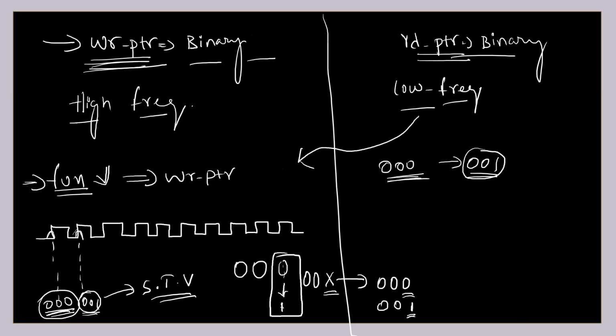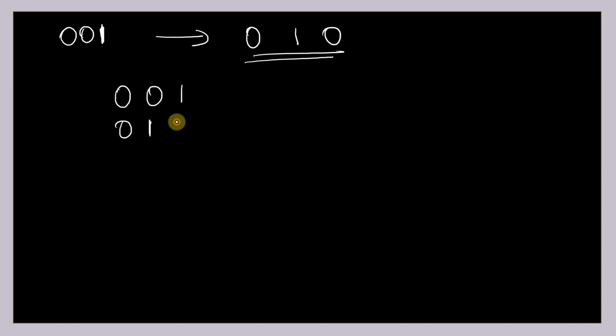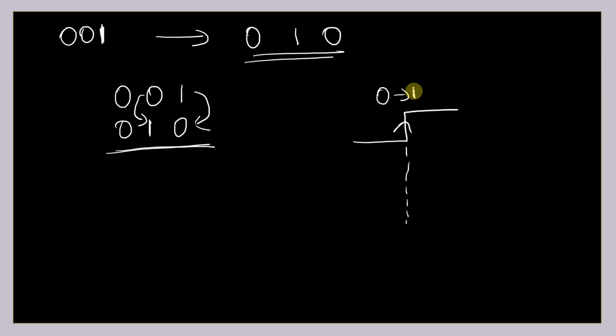Now, let's say the next pointer value is 010. So the transition is 001 to 010. Now, what is going to happen here? Two bits are changing. The last bit is changing, and the bit before it is also getting a transition. Now again, let's assume there is a setup time violation while this transition is happening. Let's say this transition is happening exactly at this positive edge of the clock, then obviously there is a setup time violation, right?